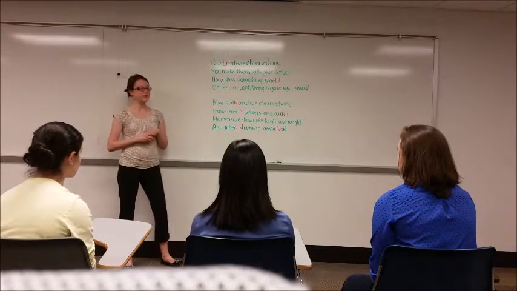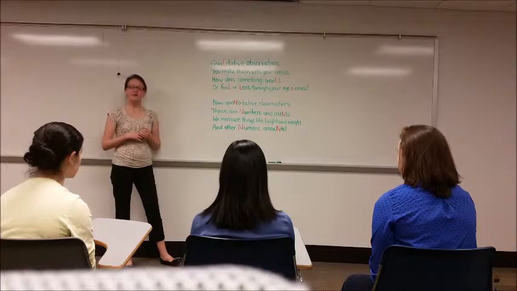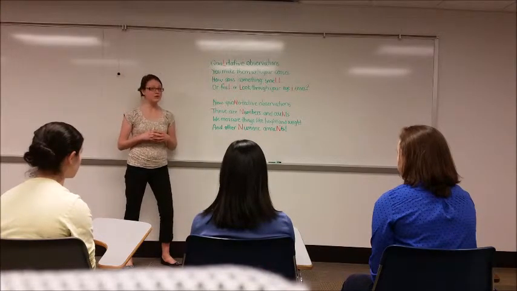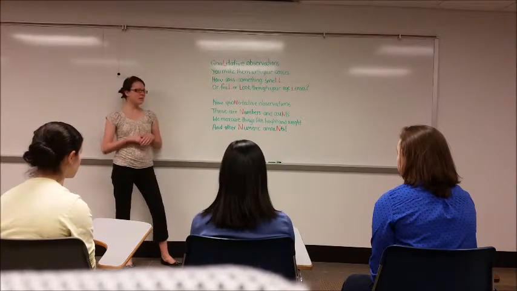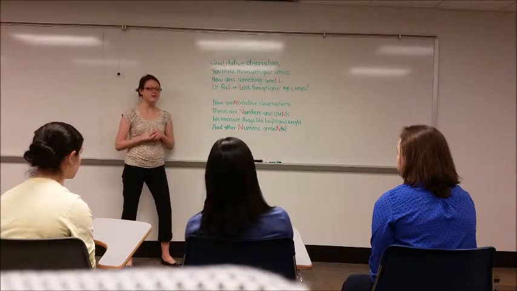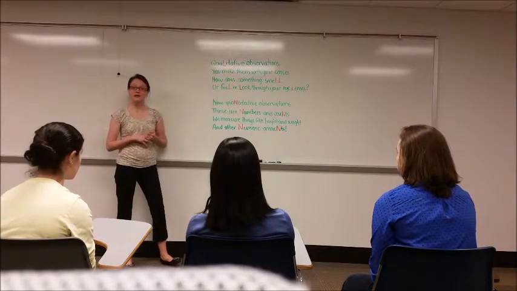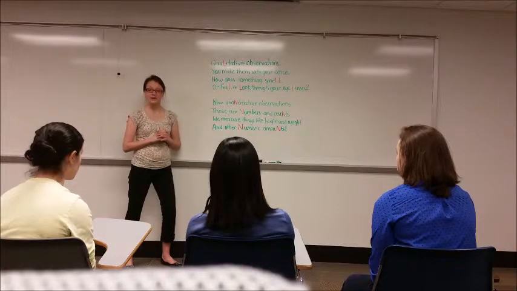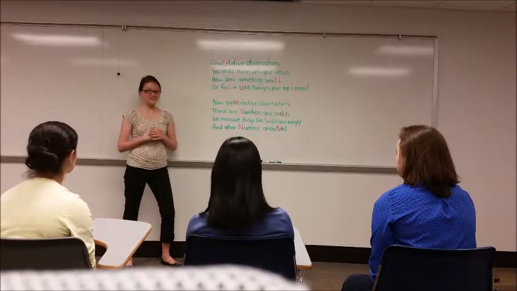Qualitative observations, you make them with your senses. How does something smell or feel or look through your eye lenses? Now, quantitative observations, these are numbers and counts. We measure things like height and weight and other numeric amounts. All right, sound good? Yeah.